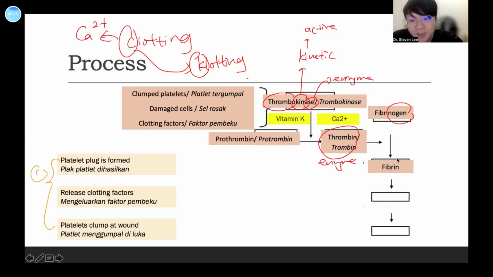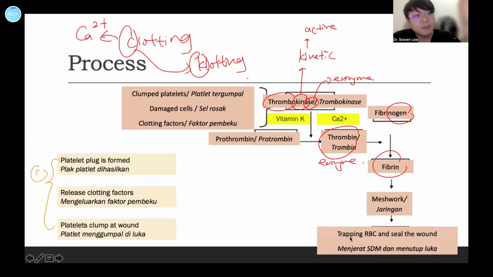Are you happy when you see the word fibrin? Yes. Why happy? Because this is the one that I showed you in the picture just now, which forms a meshwork, a network that will trap the red blood cells and seal the wound. Then this is your blood clotting. So if you think about it, is this whole process really difficult? It's not. All you have to do is put your plasma protein in the right place.